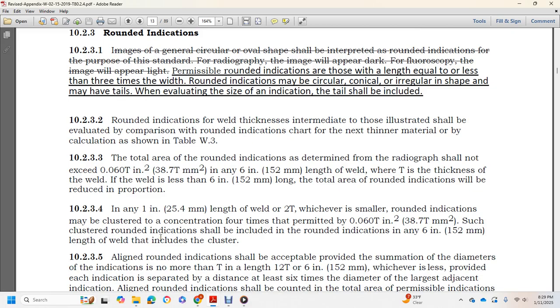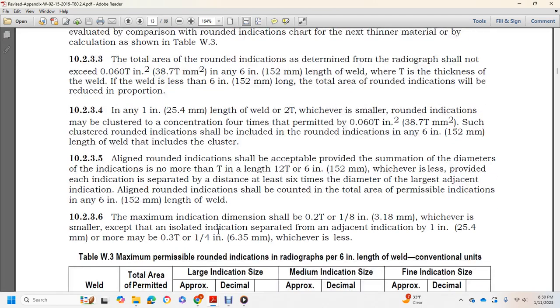In any 1 inch length of weld, or 2 inches with smaller round indications in the thinner plate, the cluster concentration of smaller round indications is permitted up to 4 times, with 60 thousandths of an inch. Such clustered round indications should include round indications in any 6 inches of the length of the weld that includes clusters.